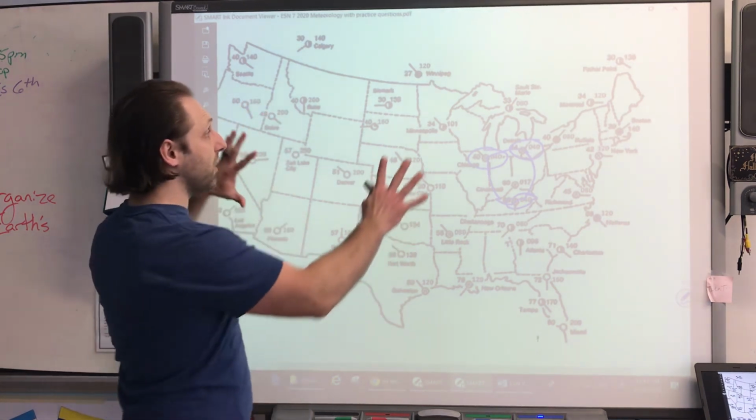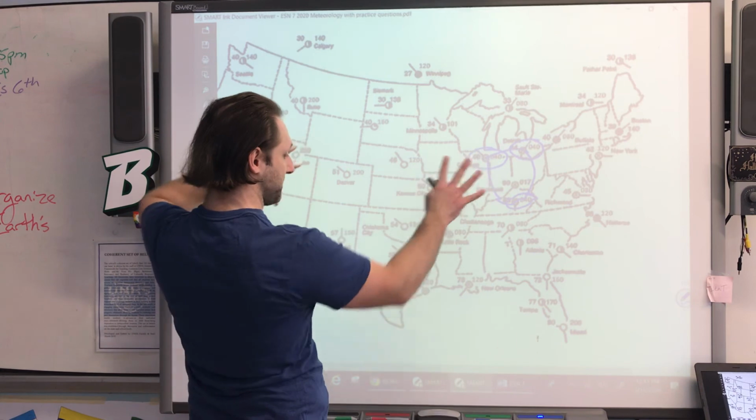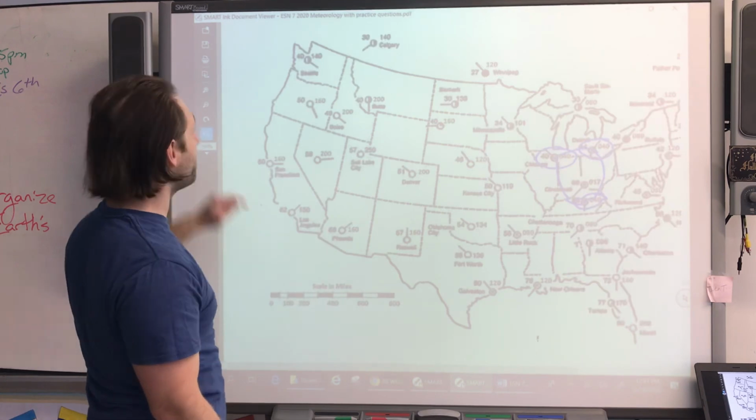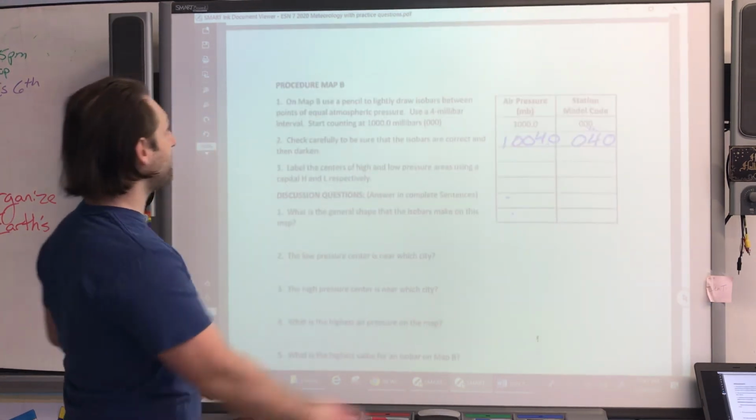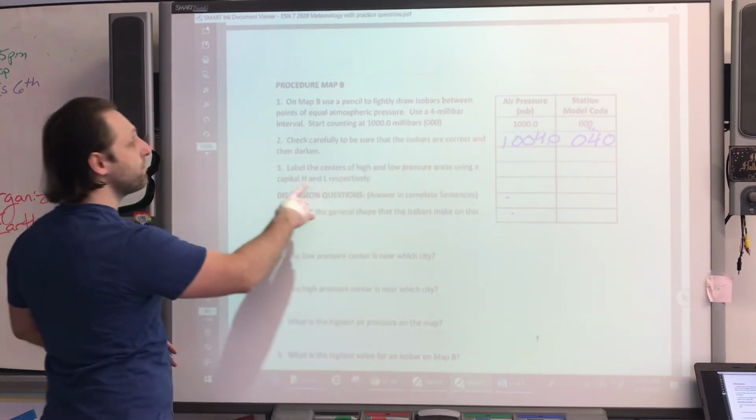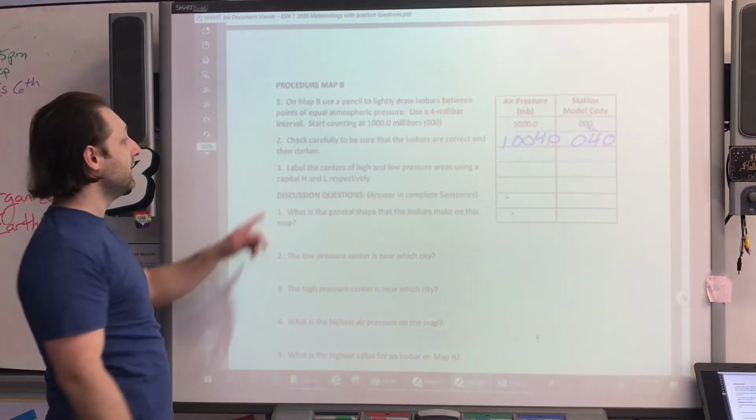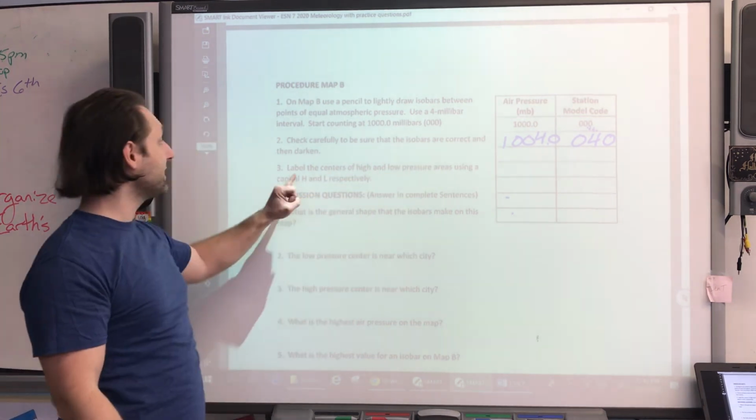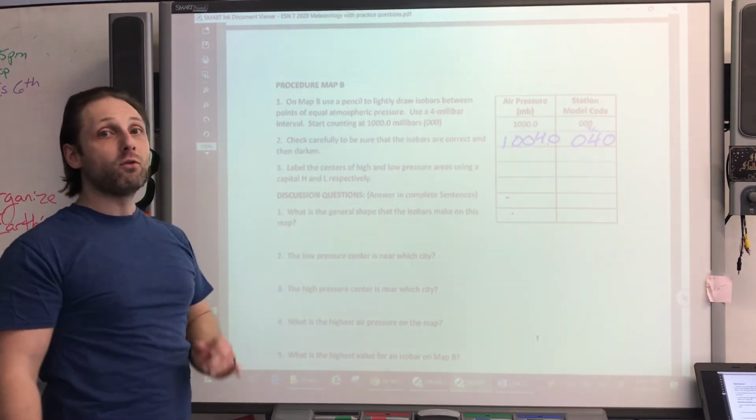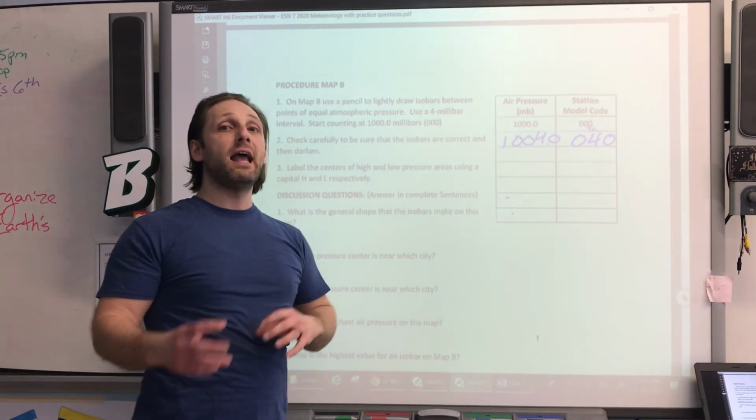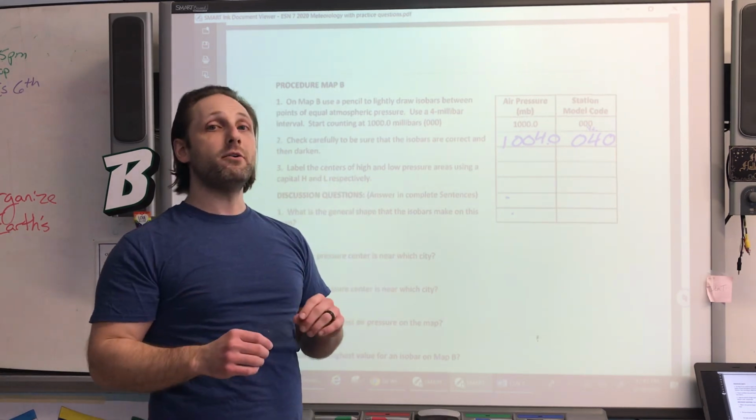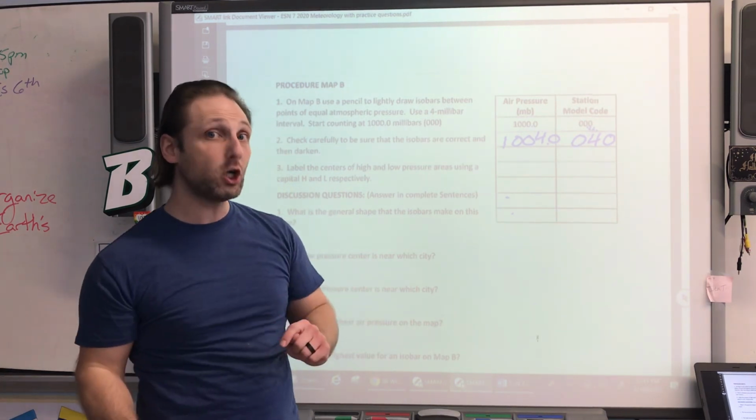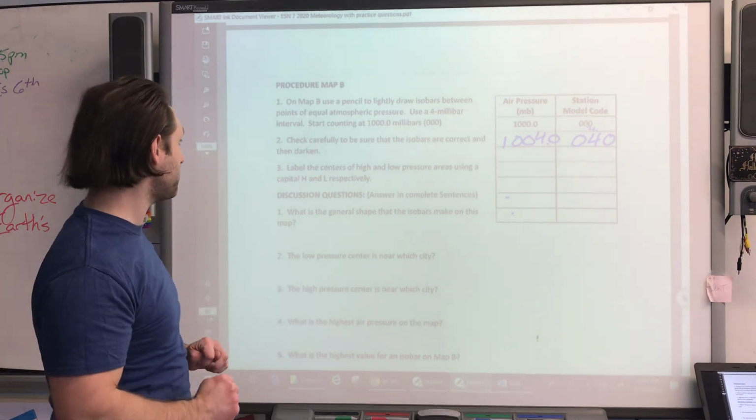You may start to see that there are 2 pressure regions. That's going to be very important for your procedures in that you have to continue to make sure that your isobars are correct, but then you must label. And number 3, label the centers of high and low pressure areas using a capital H and a capital L respectively on the map. So you're going to be placing an H in the center of your high pressure. You'll be placing an L, capital L, inside the center of your low pressure isobars.